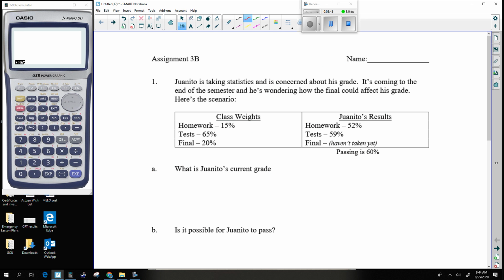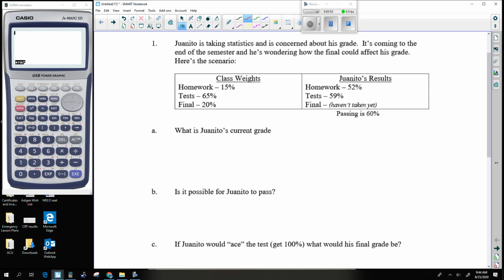All right, so here we go. Juanito is taking statistics and is concerned about his grade. It's coming to the end of the semester, and he's wondering how the final could affect his grade. Here's the scenario. We have the class weights, and we have what Juanito's scores are. Notice that he hasn't taken the final yet, so that is not part of the calculation of his current grade. So what is Juanito's current grade?